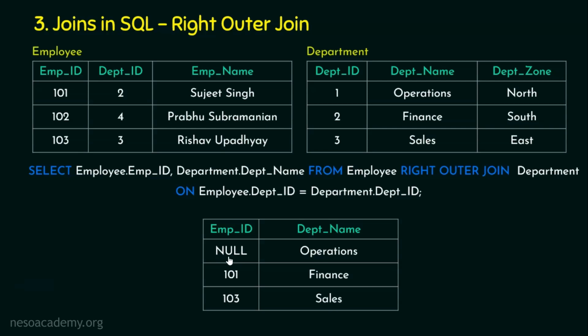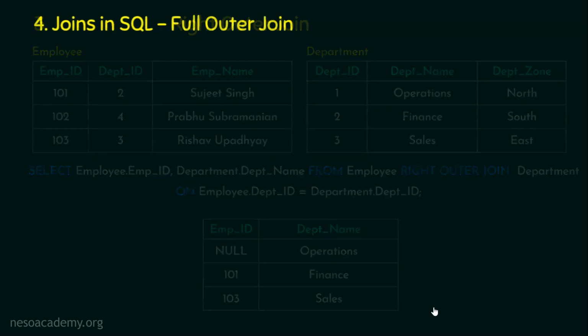In the join operation, if there are no values, it uses a special type of value. What's that? Null value. Null means it's neither 0 nor blank. It could be unknown or missing or not available. I hope right outer join is also clear to you.